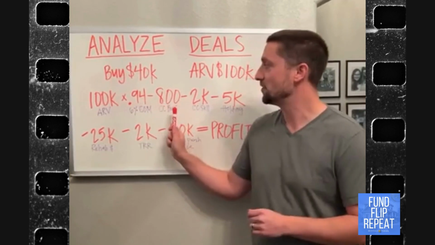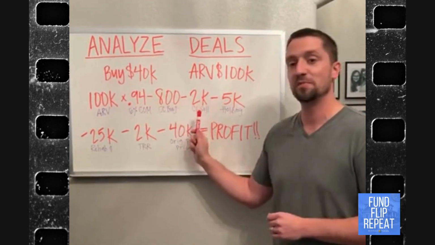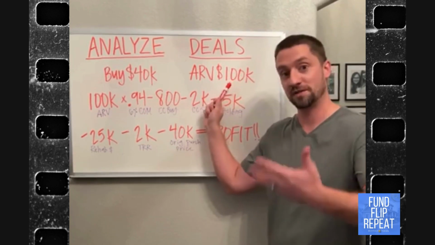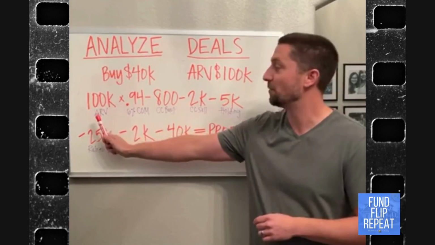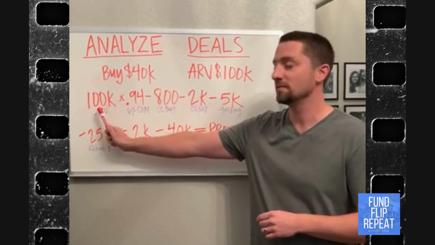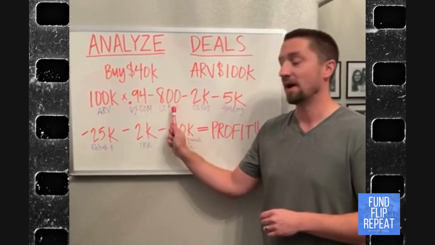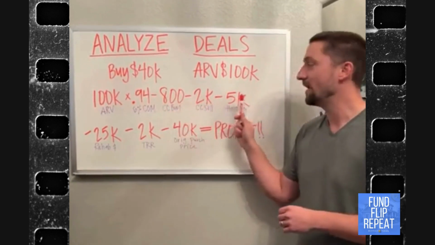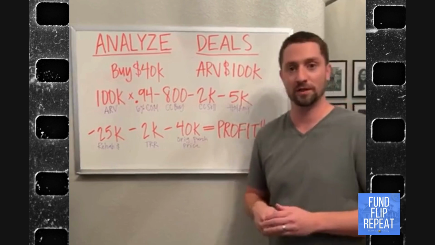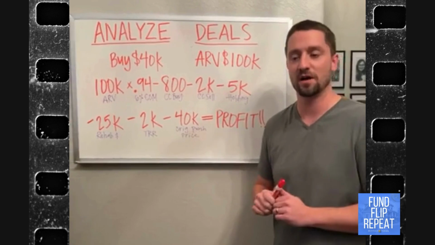So I am saying 2% of 40,000 is 800, and then 2% of the 100,000 when you sell it is going to be 2,000. So just to go back, we're doing ARV 100,000 times 0.94, which is taking out our commissions, minus closing costs when we buy, minus closing costs when we sell, and then next I'm taking out the holding costs. Again, just using an example here, I put in $5,000.